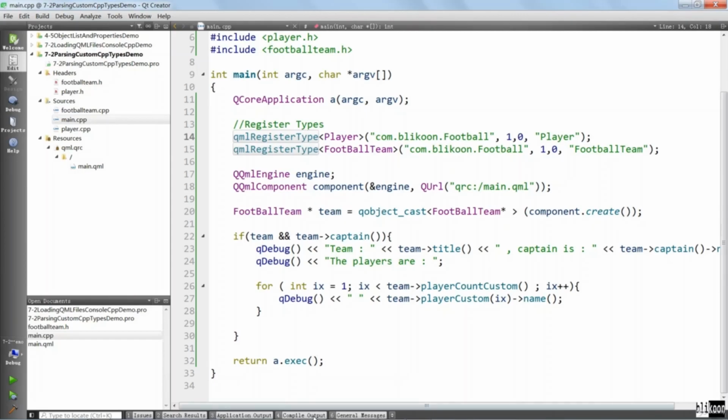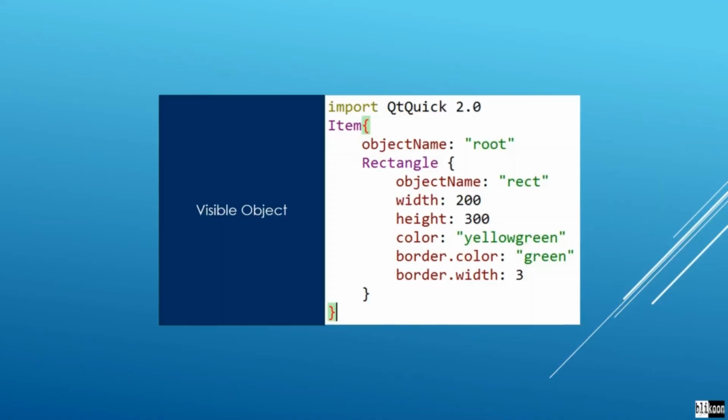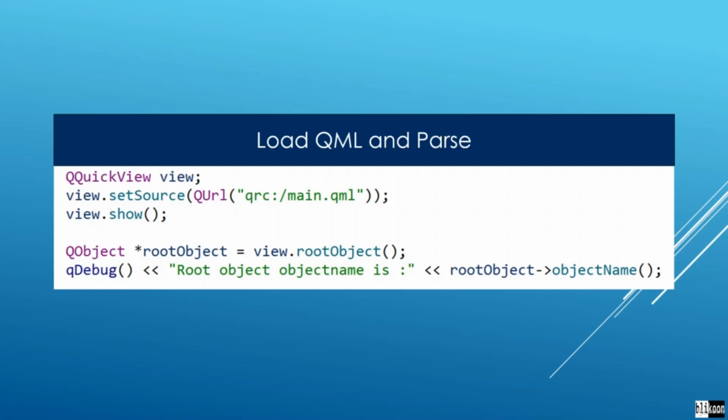I'll see you there. In this lecture, we're going to load some visual stuff. If you look at the QML file that we have in here, we have an item that is wrapping around a rectangle object. And what we really want is to show this rectangle using the QQuickView class. This is the way we are going to do it. We are going to create a QQuickView. The source is going to be set to the QML file that we are going to have in our resources, and we are going to show the view.